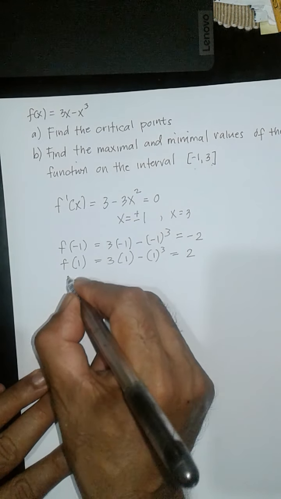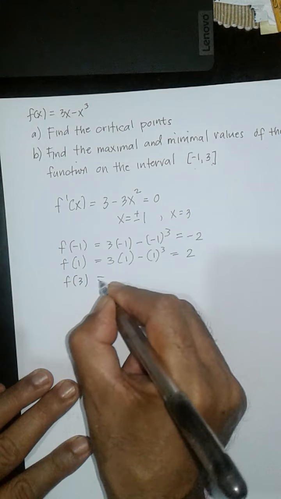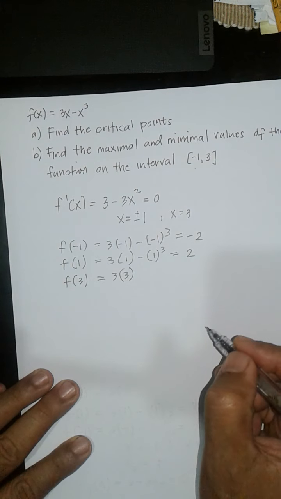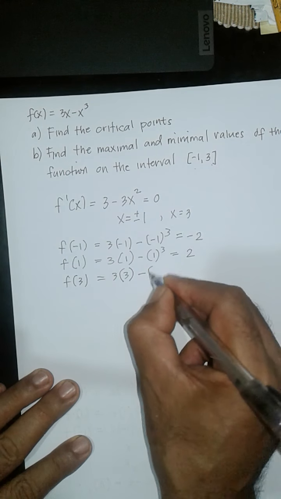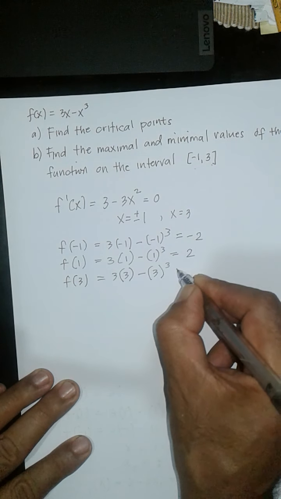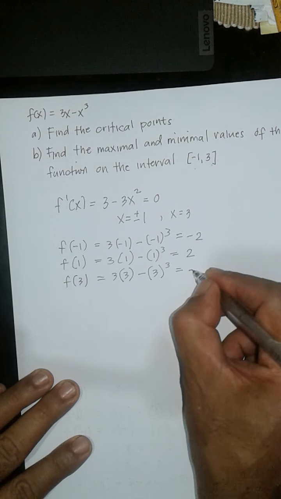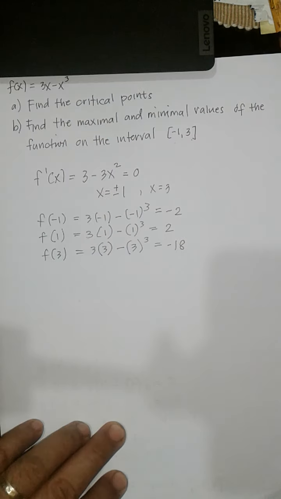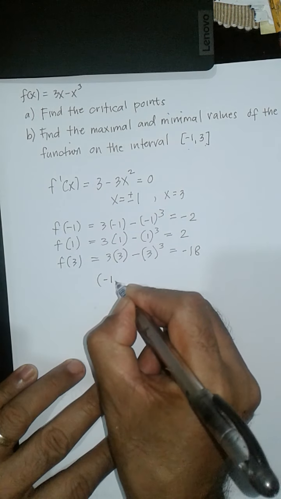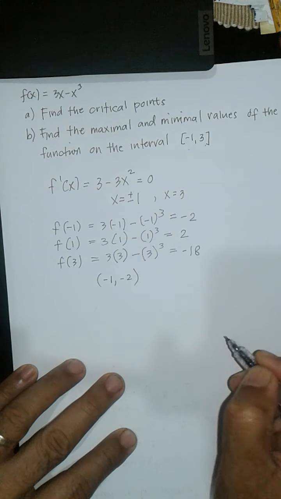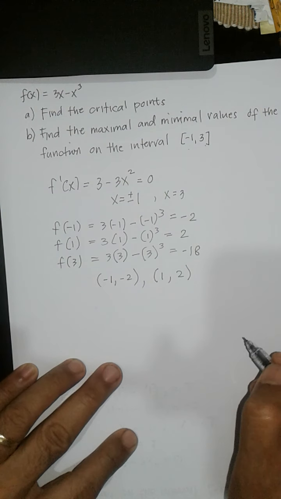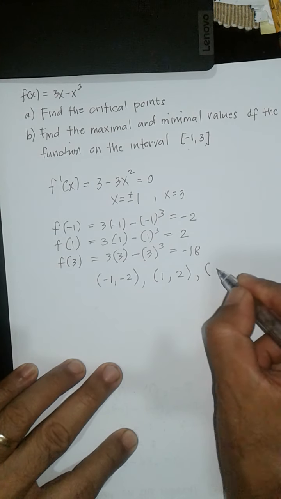And finally, if we substitute 3, that will be 3 times 3 minus 3 cubed. And this would give us -18. So the points are, of course, -1, -2. The other one is 1 and 2. And finally, we have 3 and -18.